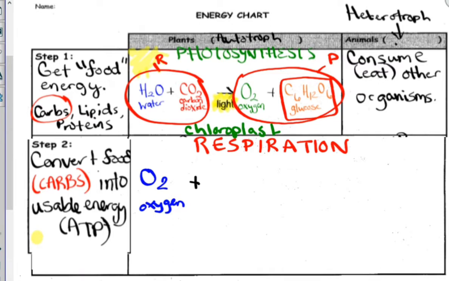Look at carbs, right? Carbs. So that's going to be glucose. Remember, the colors are just to help keep you focused and to help you memorize it. They're not required if you hate it.